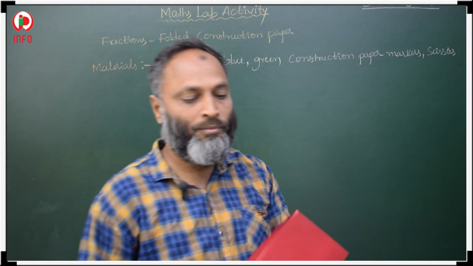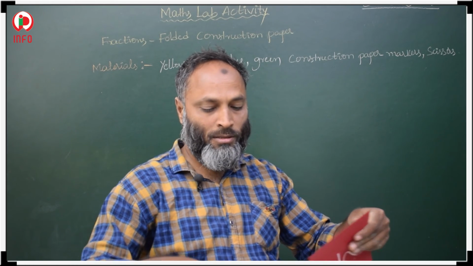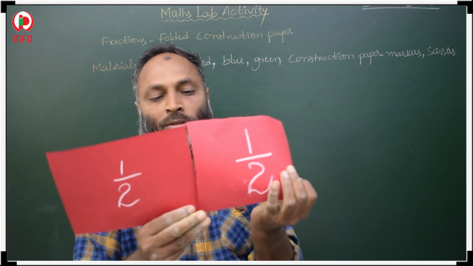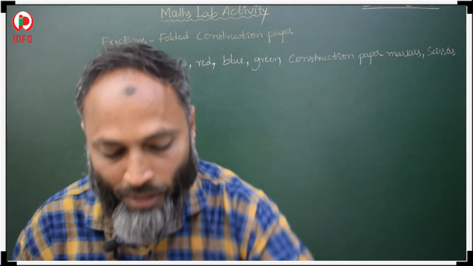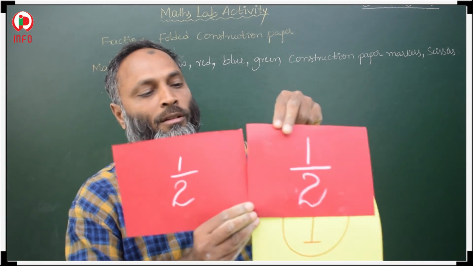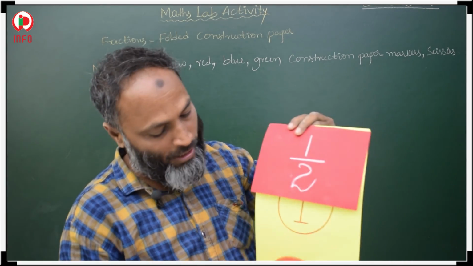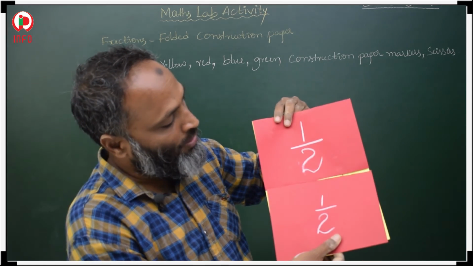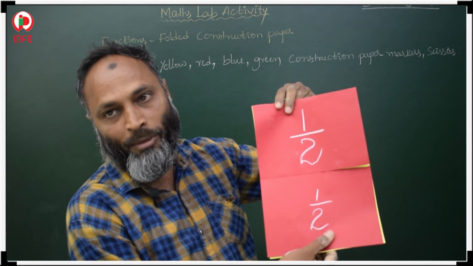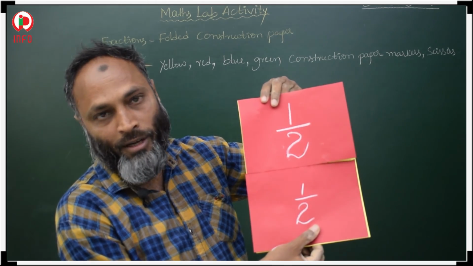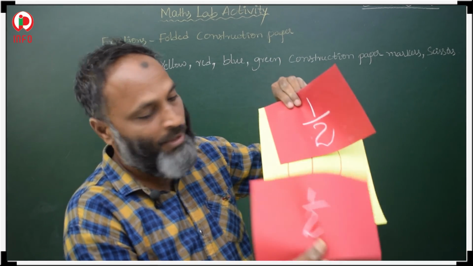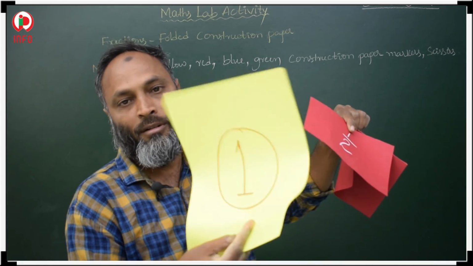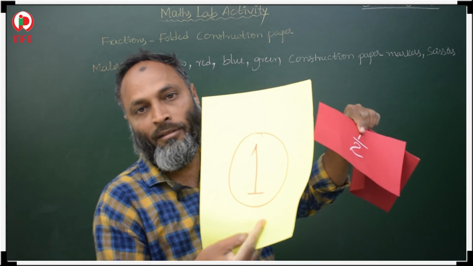Now, this is 1 by 2, and this is 1 by 2. If you paste 1 by 2 on the yellow sheet here and here, then 2 1 by 2s make one whole. 1 by 2 and 1 by 2 make one complete whole. Okay, like this.